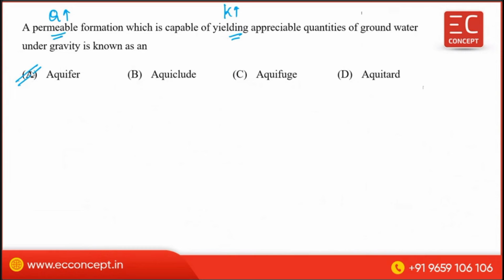So if we take the aquiclude, it is an example of clay. Aquifer is an example of sand. Aquifuge is nothing but a rock. Aquitard is a sandy clay.